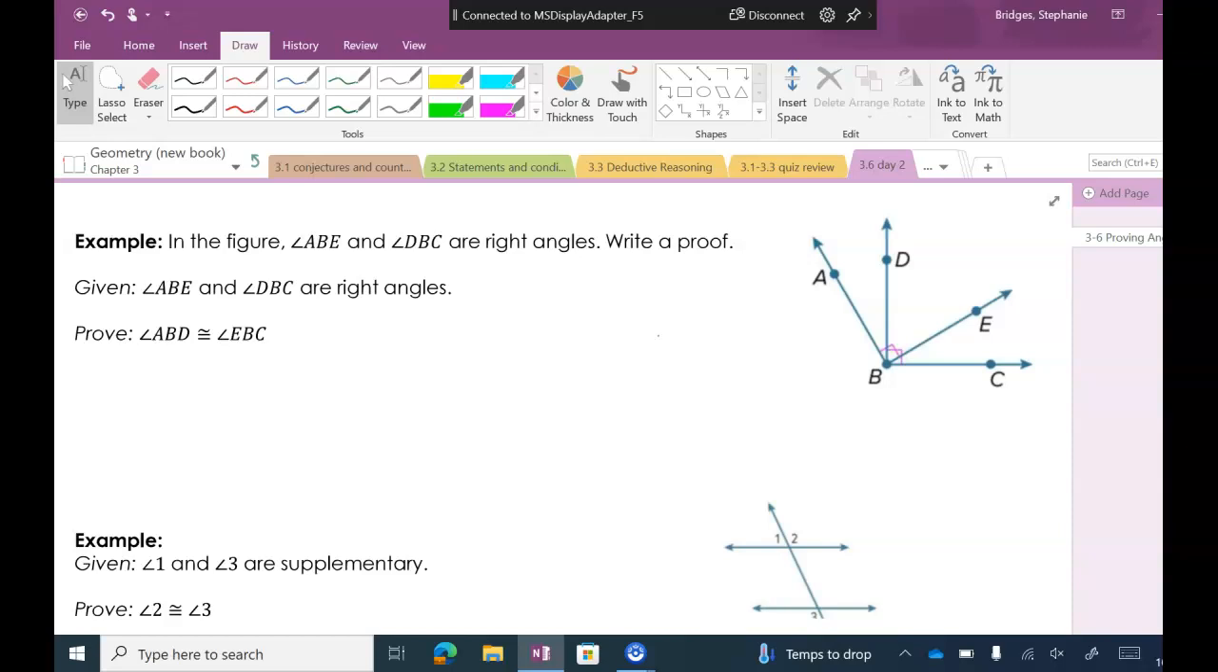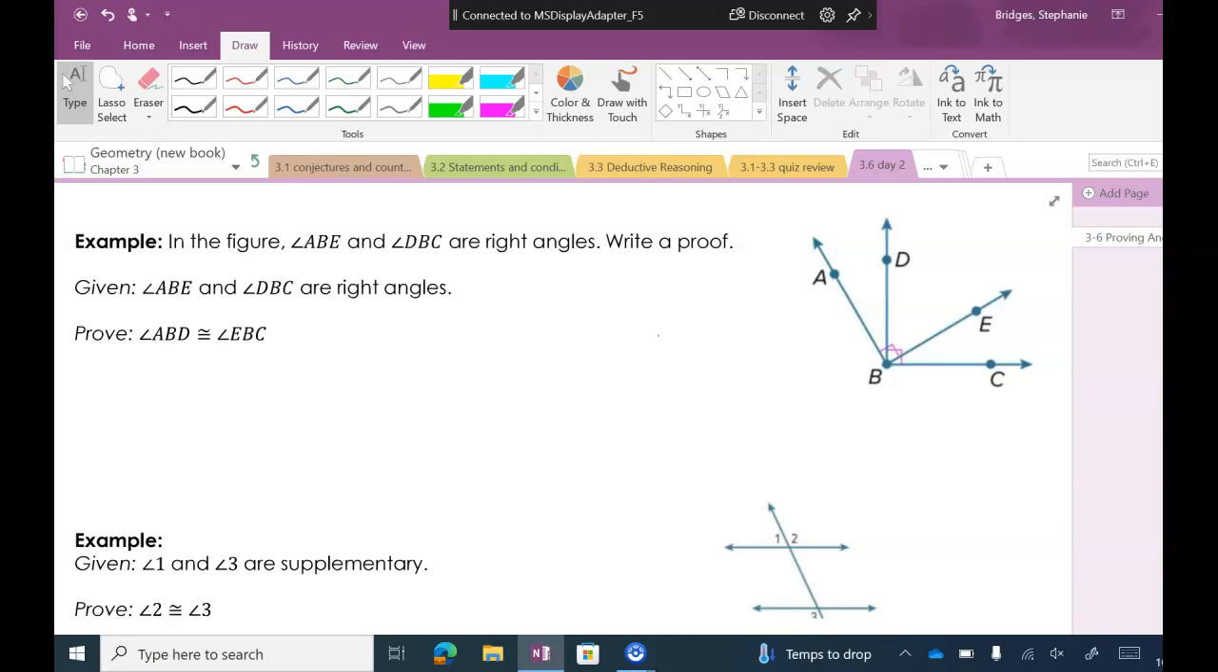Let me ask you this. Look at your picture. What else can you tell me about ABE? What can you tell me about this big angle? What is it made up of? This is a right angle? Yeah, which we already said, because that's what was given to us. But let's imagine that this is not here. What can you tell me about that angle? What is it made up of? ABE, this big angle, what is it made up of?